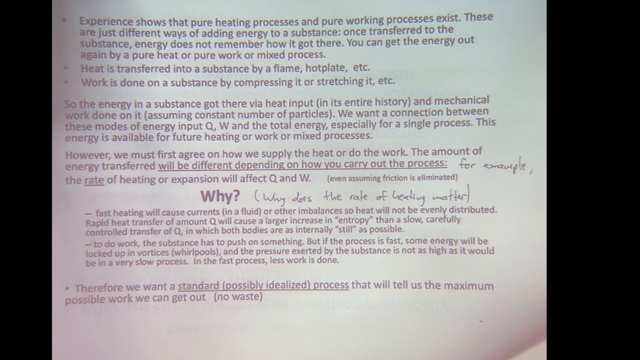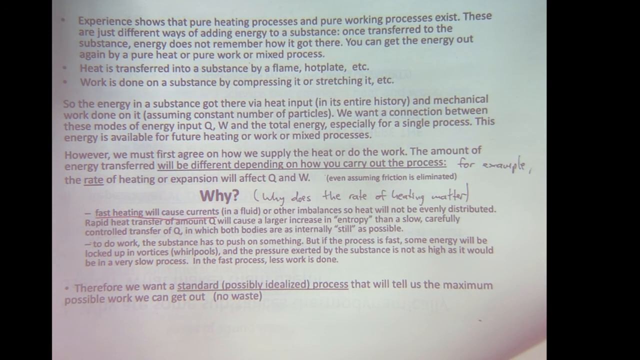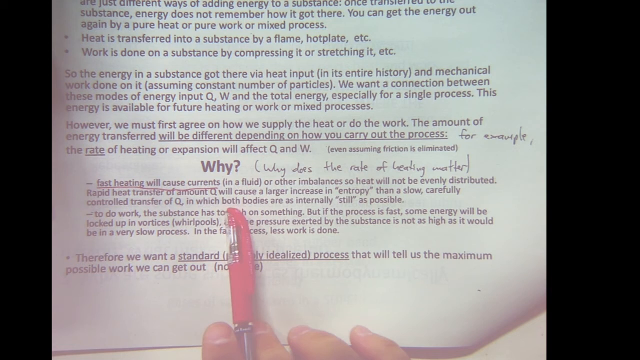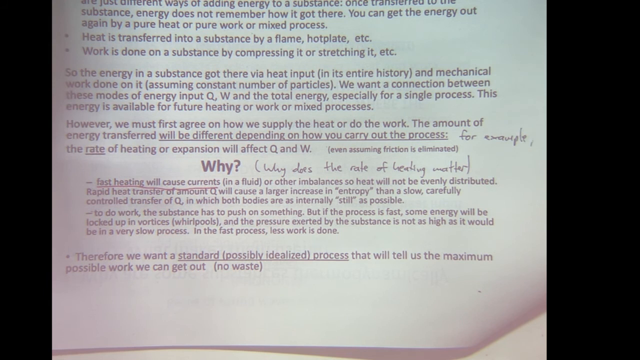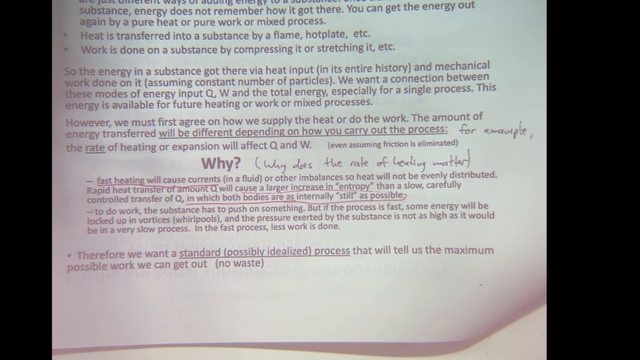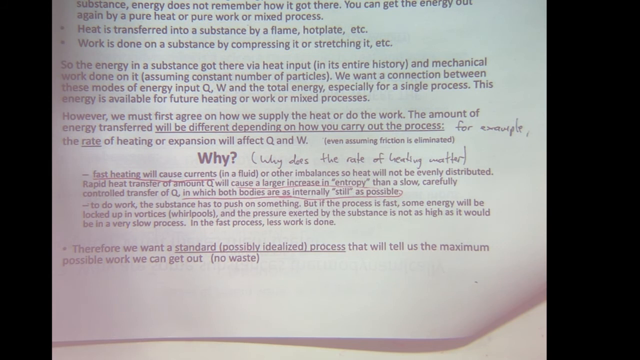That's because fast heating causes currents, various imbalances, whirlpools in a liquid or superfluid or gas, so that heat will not be evenly distributed. So rapid heat transfer of some amount Q, on the other hand, will cause a larger increase in entropy than a slow, carefully controlled transfer, in which both bodies are internally as still as possible. The most efficient, in some sense, transfer of heat happens when everything is done so slowly that the system is as still as possible inside.